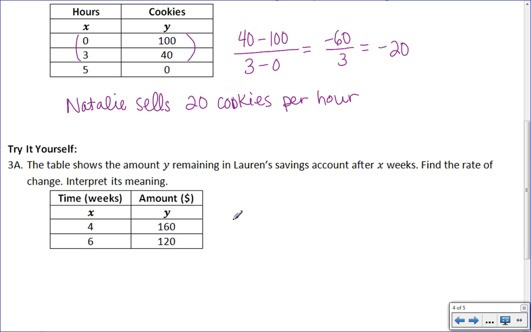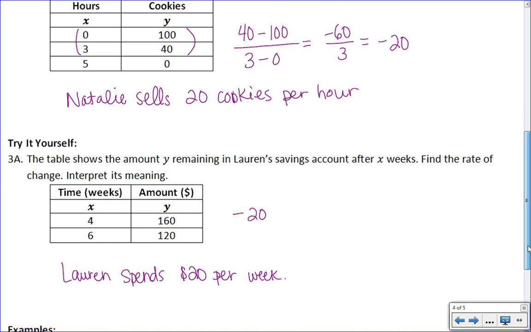Okay. For this one, you should have also gotten a rate of change of negative 20. And the interpretation of this means that Lauren spends $20 per week. Because the amount in her savings account is decreasing, that means she's spending money.